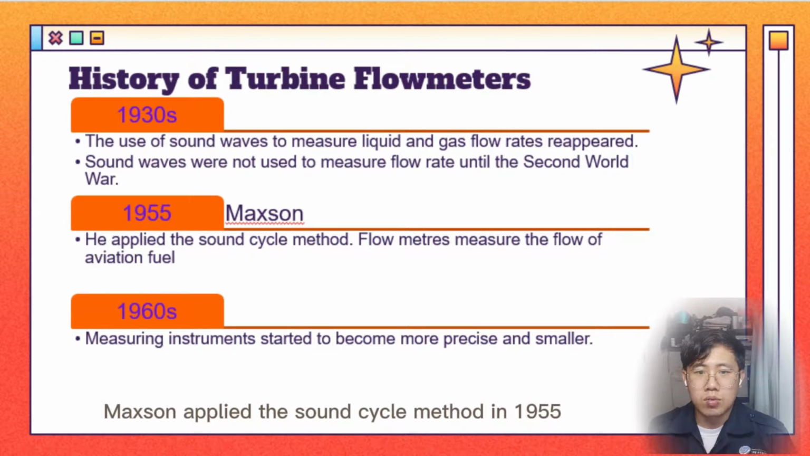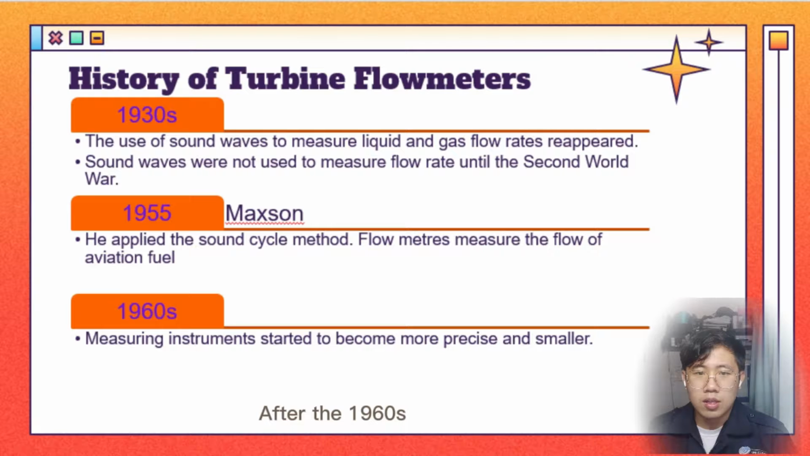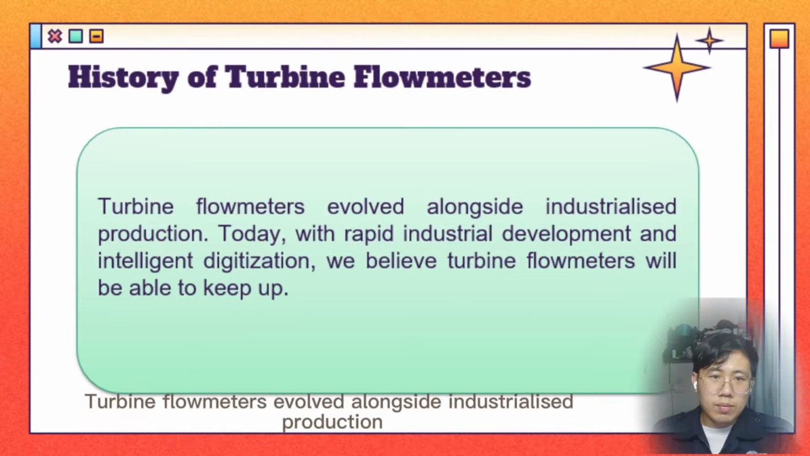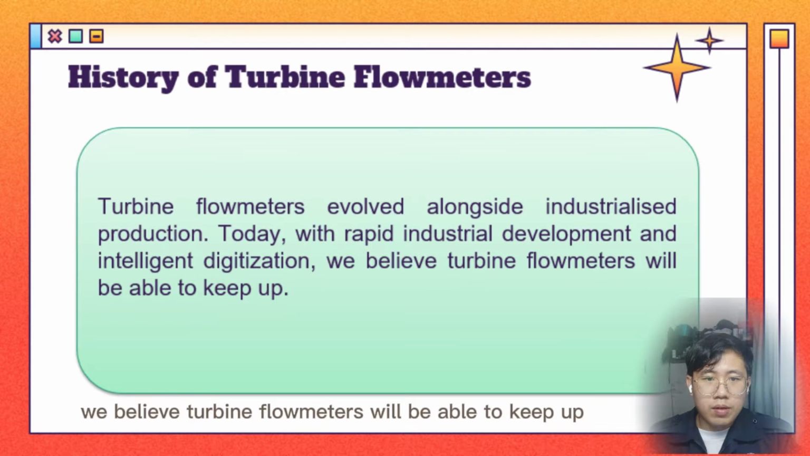Maxwell applied the sing-around method in 1955. Flowmeters measured the flow of aviation fuel. After the 1960s, measuring instruments became more precise and smaller. Turbine flowmeters evolved alongside industrialized production. Today, with rapid industry development and intelligent digitization, we believe the turbine flowmeter will be able to keep up.